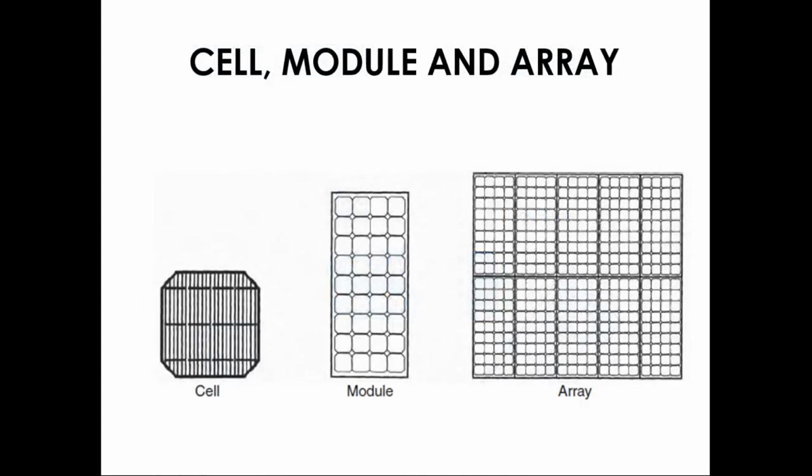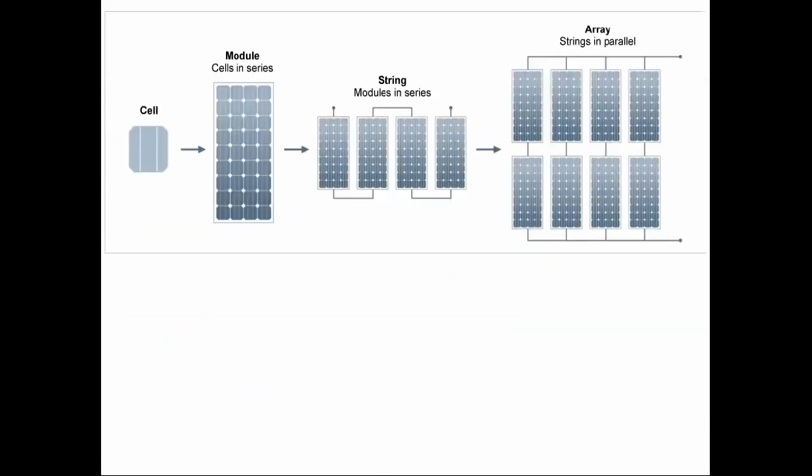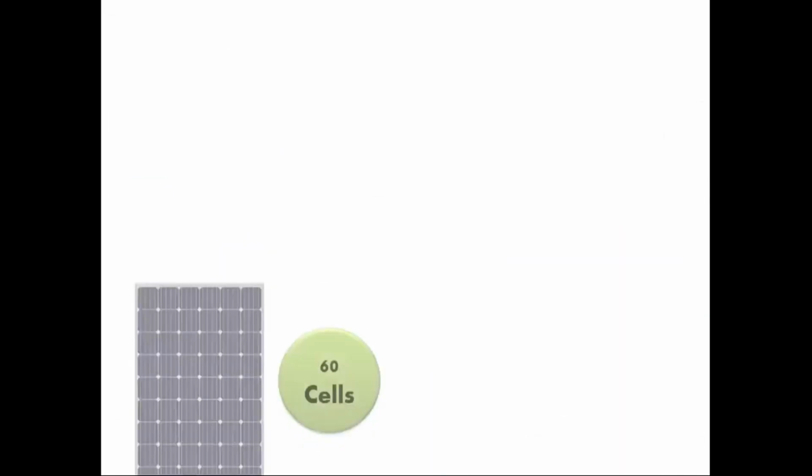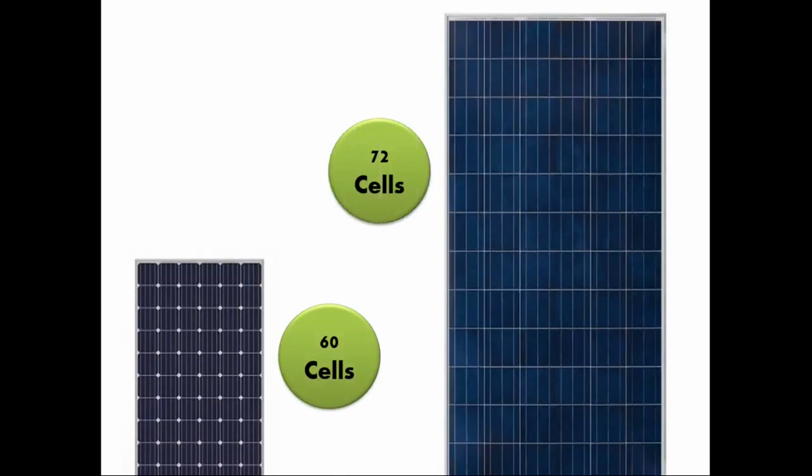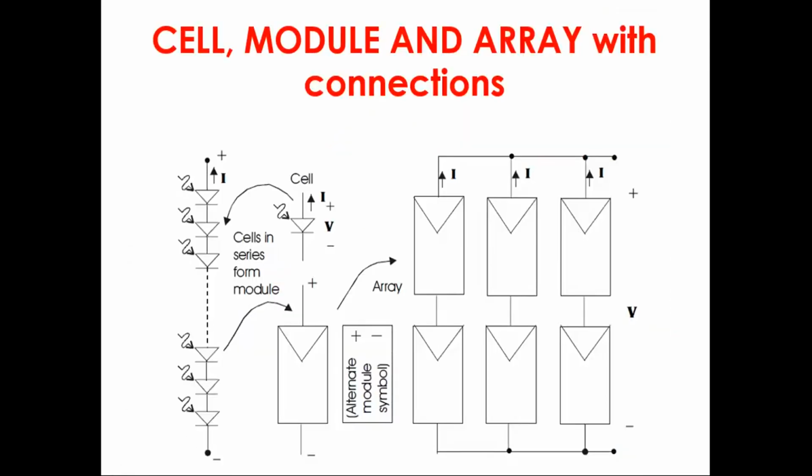If you talk about the cell, module and array, now you are able to know that the cells are converted into modules and modules are converted into arrays. This is one demonstration. I just want to show the cell, module, string and array. This is the structure of a 60 cell module. This is the structure of a 72 cell module. These white lines are the DC bus. Symbolically, this is the symbol of a PV panel or module. A number of cells are in series to form the module.